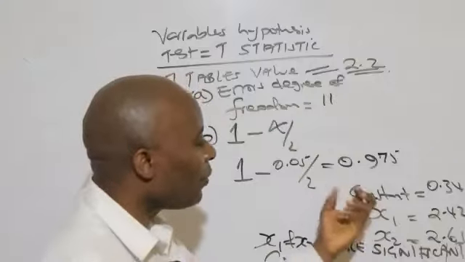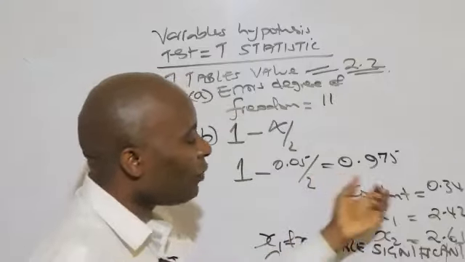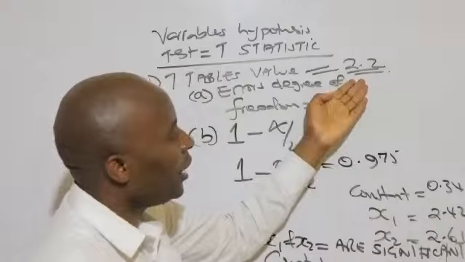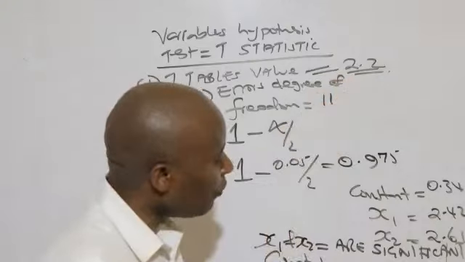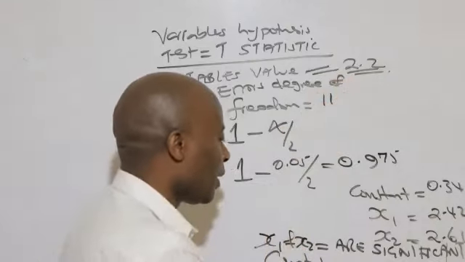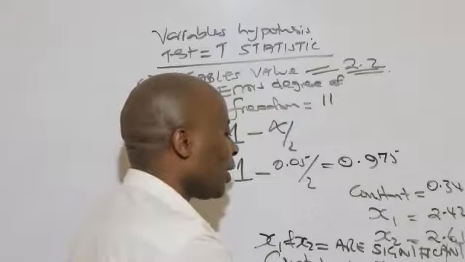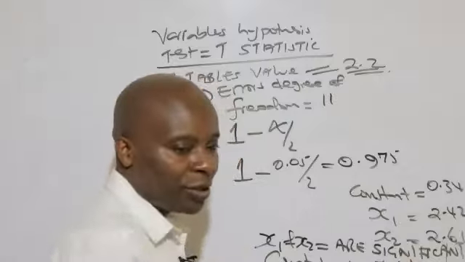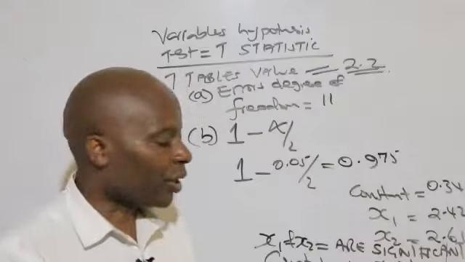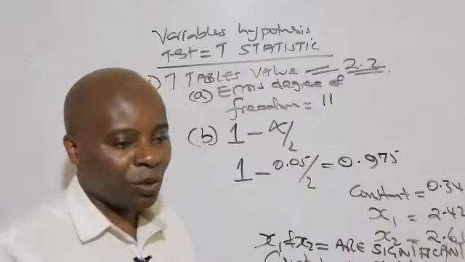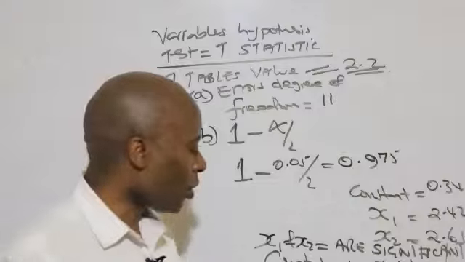The constant that we have here is so small. 0.34 is less than what here? 2.2. So the constant that we have here is so small. So in this case, the constant is not adequate. The constant is not what here? Adequate. So the constant is not adequate.